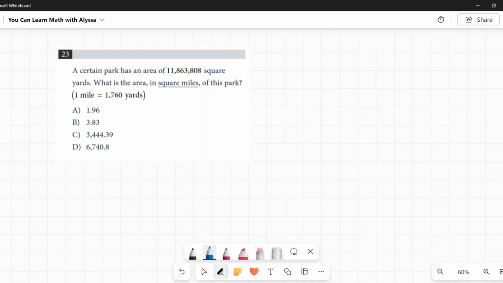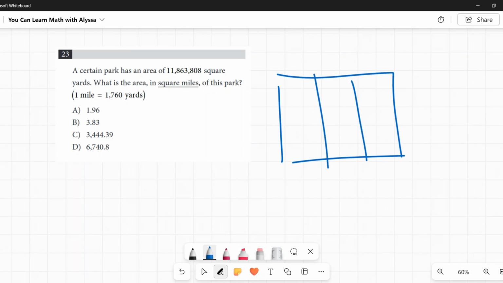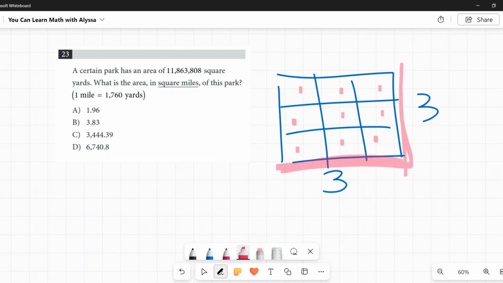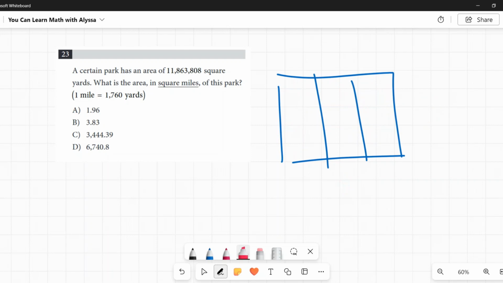So if I have a square yard, it is a yard on each side, 3 feet by 3 feet. How many square feet are in that square yard? 3 times 3, there's 9. 9 square feet are in that square yard. So we multiplied the feet on each side to find out how many square feet are in the square yard. We're going to do that same thing with square miles and square yards.